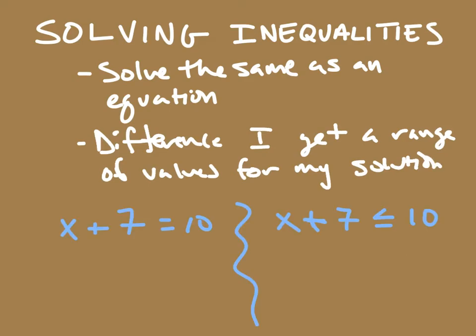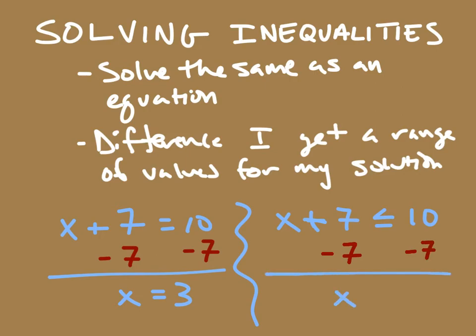So let's look at an example. If I were solving this equation here, all right, so I have an equation and I have an inequality. Now what I'm going to do to solve this is the same thing I would for any other equation, all right? So let's just solve the equation by subtracting 7 from both sides, and I'm going to get that x is equal to 3, okay? Now over here, if I solve my inequality, I'm going to do it the same way. I'm going to subtract 7 from both sides, but the difference is that here I'm going to get x is less than or equal to 3.